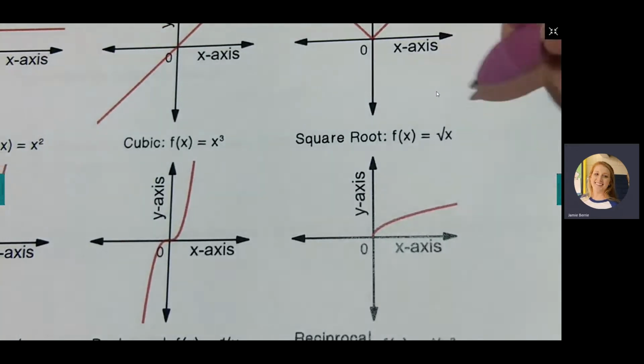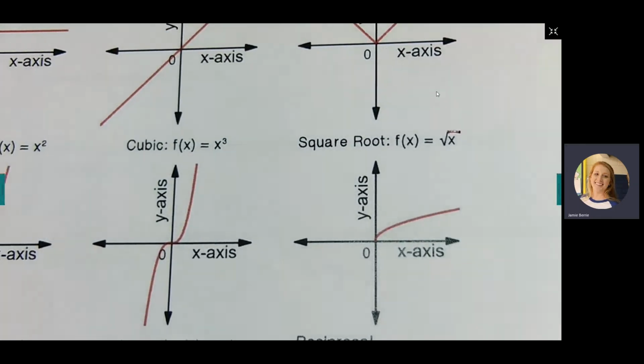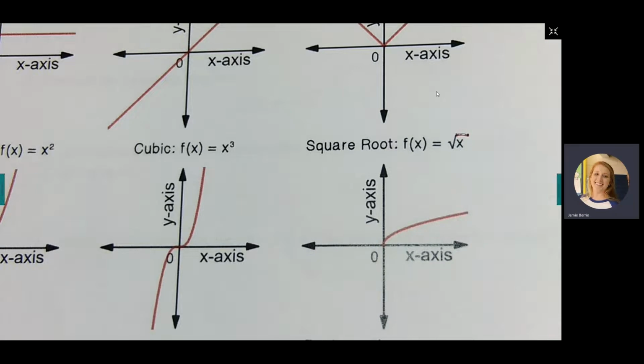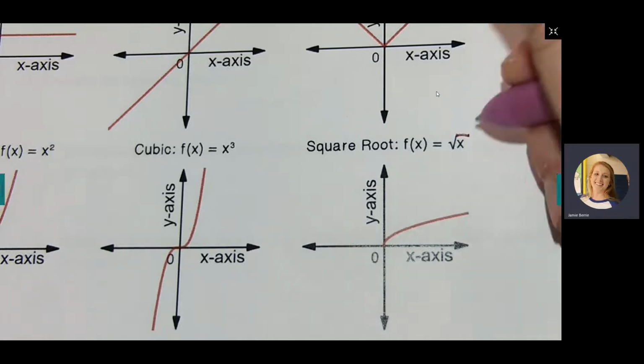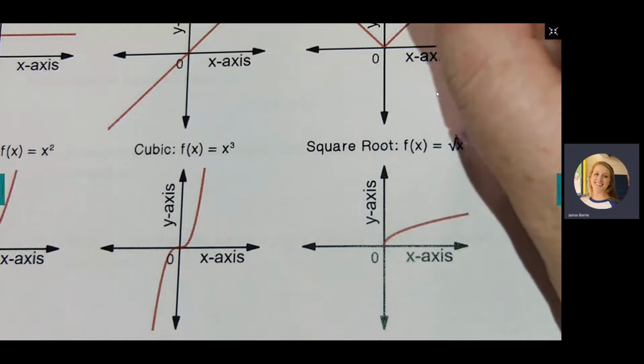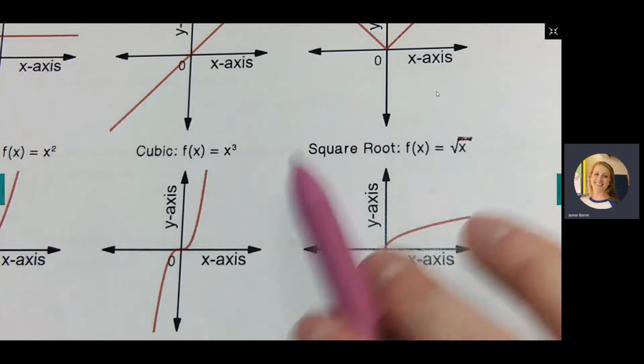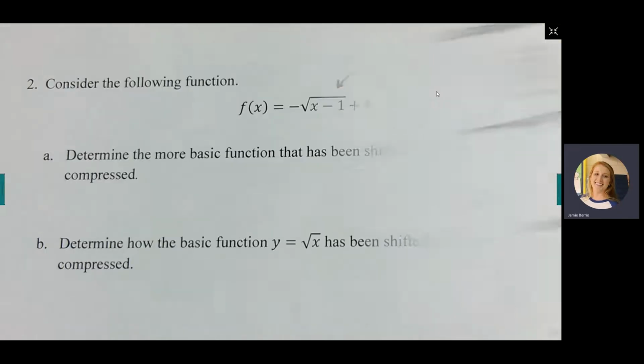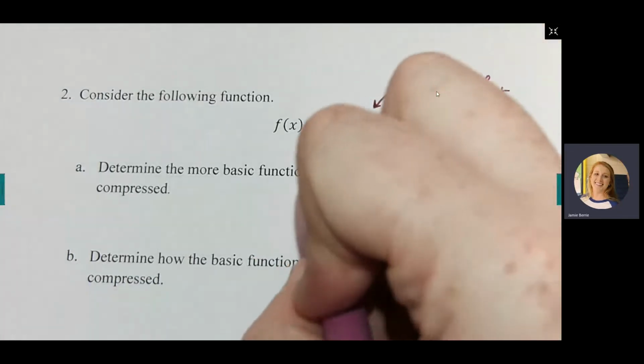I don't know why this one doesn't have a line over the top of the square root. You can draw that in. All right, so my square root didn't have a little hat on or whatever. All right, so this one matches up best with the square root of x, so that would be our answer for part A.